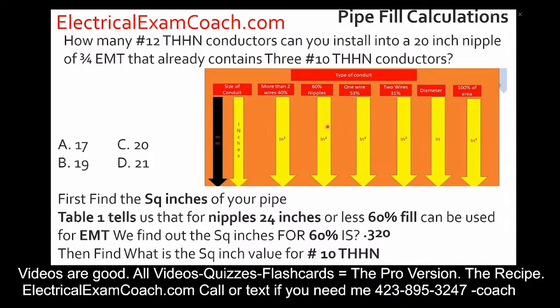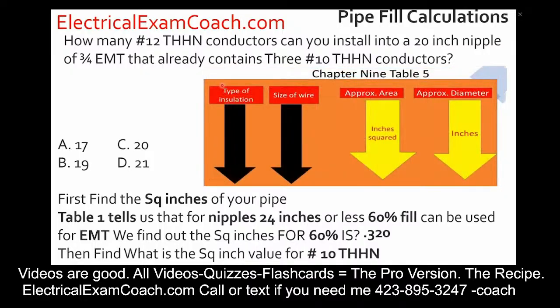We're going to head to Chapter 9, Table 5 and find out the square inch value of our conductors. When we get there, we verify we're in 5 and not 5A. Then we're going to come down and slide on the left-hand side, come over to our size wire. Then we're going to come over to the approximate area, and we're going to find that it is 0.02.